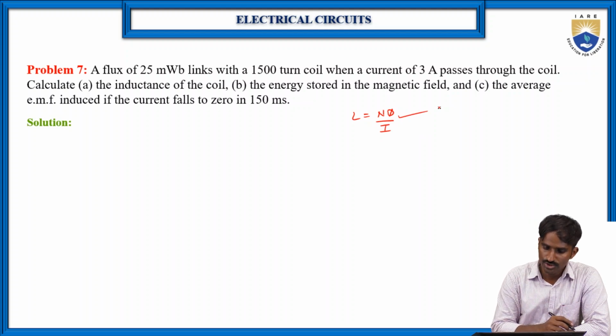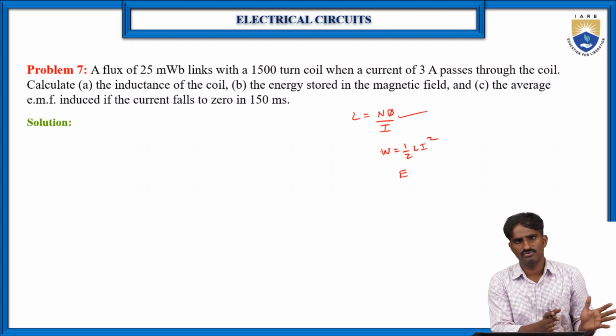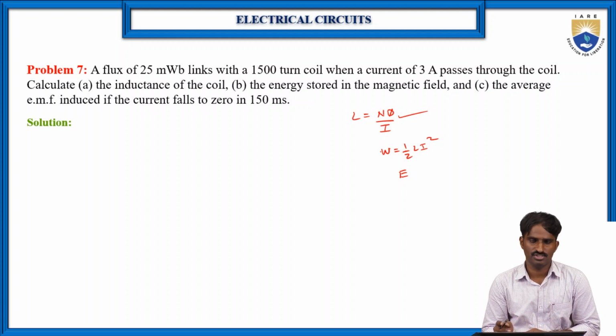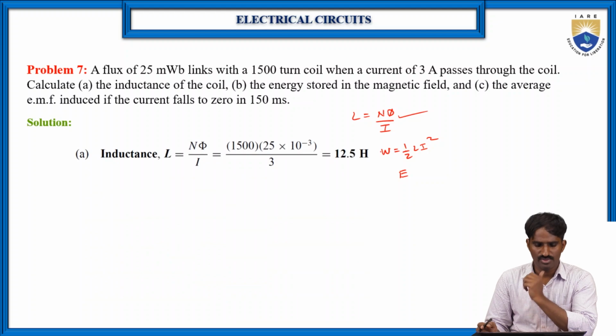Then the energy stored in the magnetic field, which we just calculated, W is equal to 1 by 2 into L into I square, right? And the average EMF induced in the coil falls to 0 in 150 milliseconds, and then we have to find the average induced EMF E also. So we need to use all the equations we have discussed to find all these 3 parameters. First, let us find the inductance L.